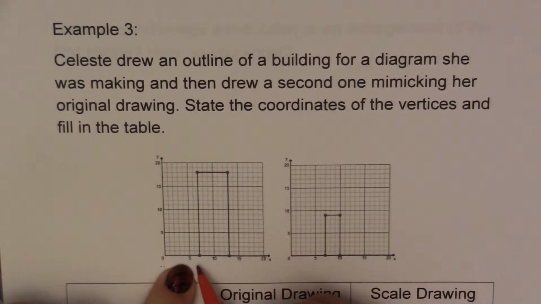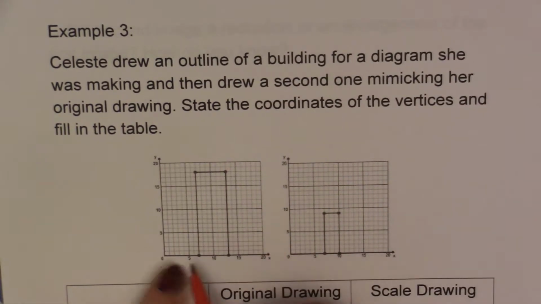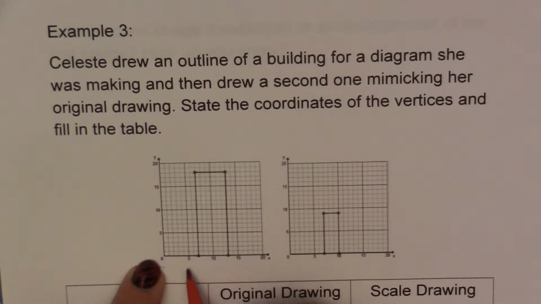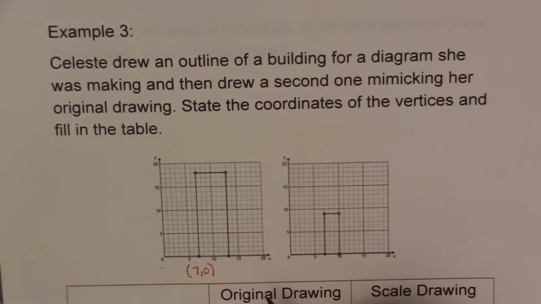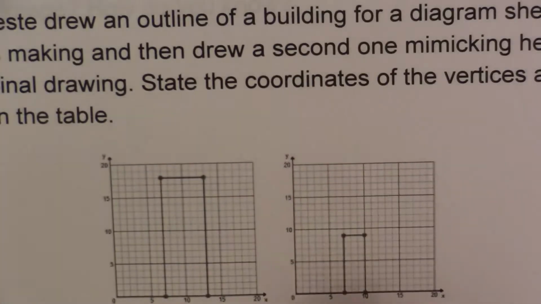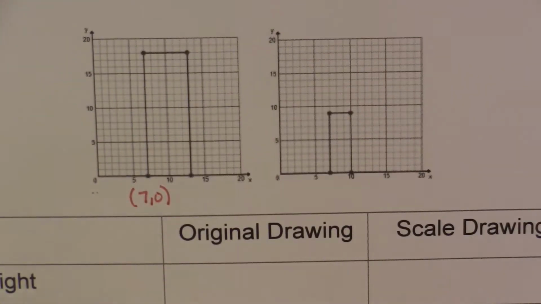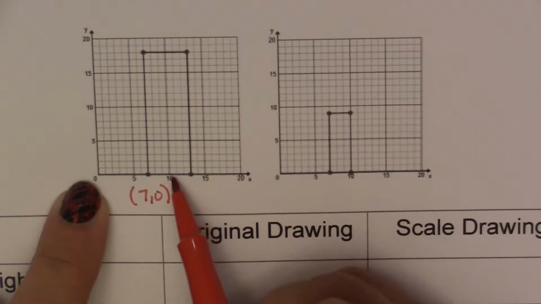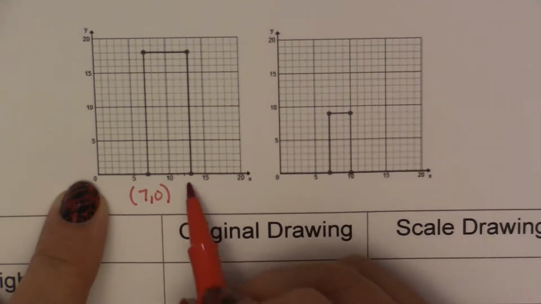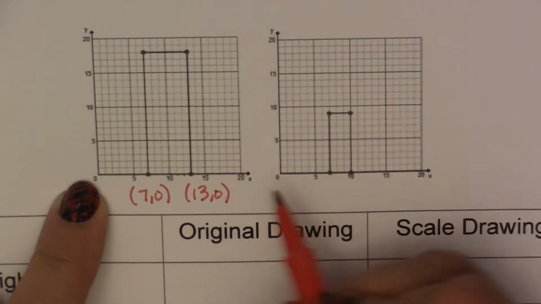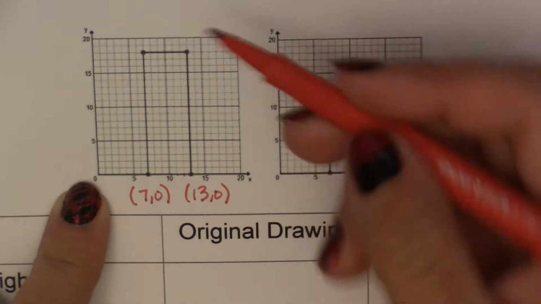So the first thing I'm going to do is go through and list my point coordinates out. So this first one I would go over 7. And then I don't go up any, so it'd be 7, 0. Let's see if we can zoom in a little bit. Okay. I would go over, see there's 10, 11, 12, 13. And again, I don't go up anywhere, so it'd be 0.